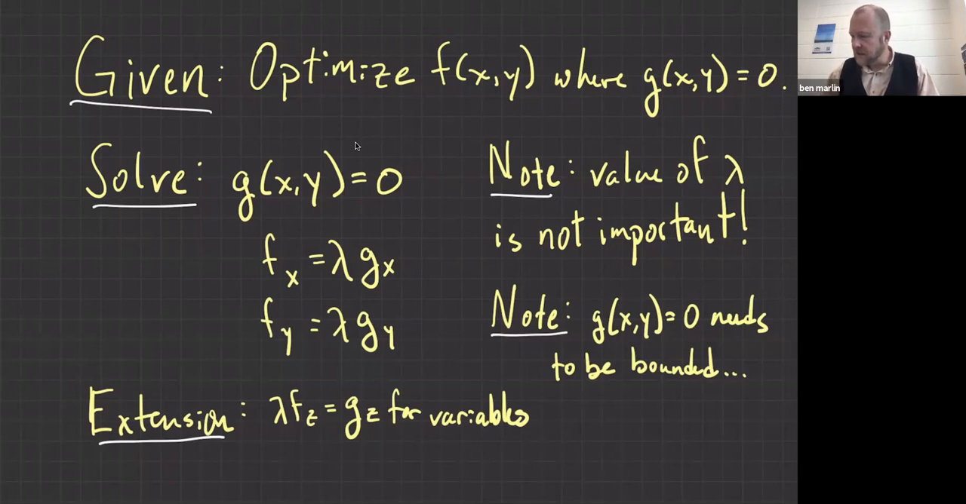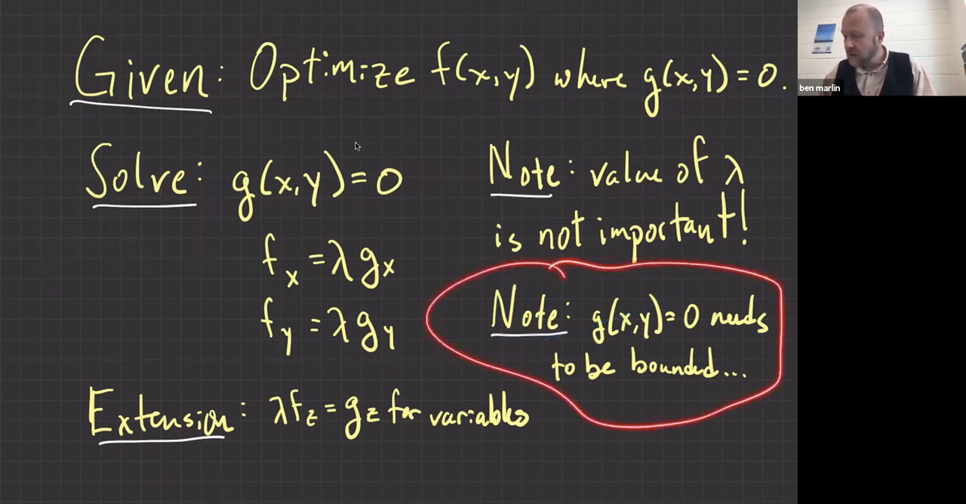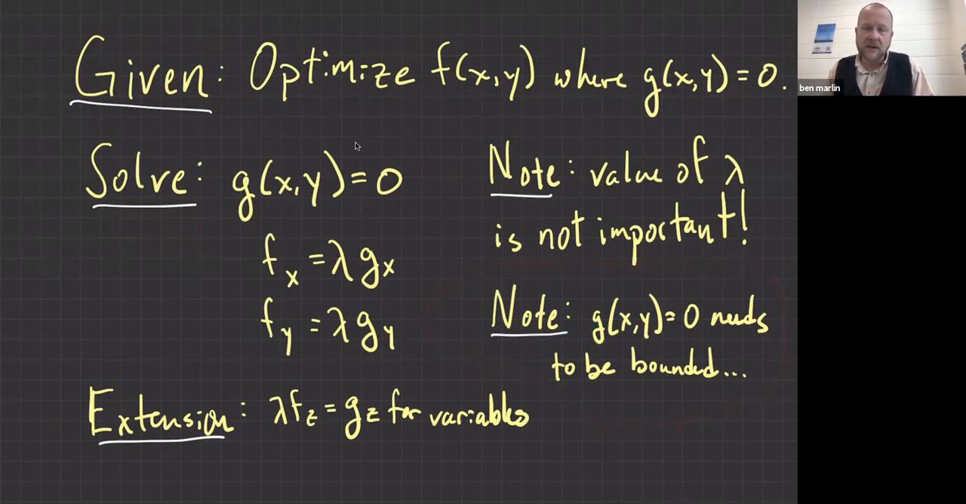The other little note here is, if you're going to get both a maximum and a minimum, you would expect your constraint g of x, y equals 0 to give you a curve or a surface or whatever you're dealing with that is bounded. If it is not, you may still get a maximum or a minimum. It's just that you're not guaranteed to have that happen every time. So keep that in mind with some of these things we do.